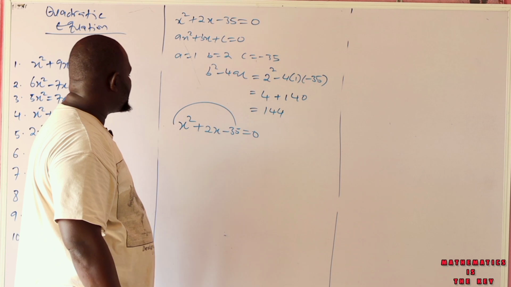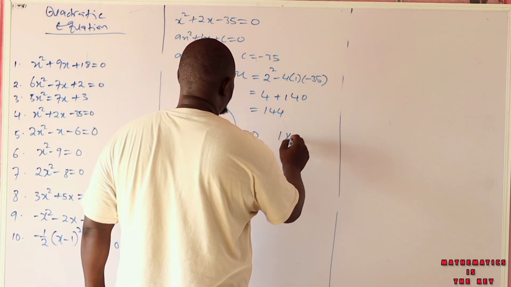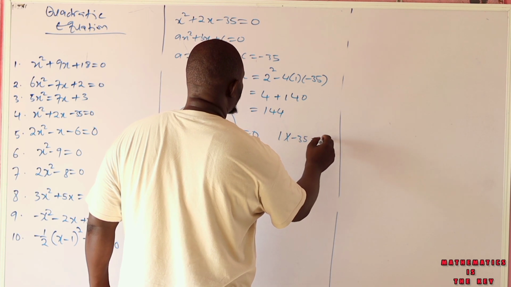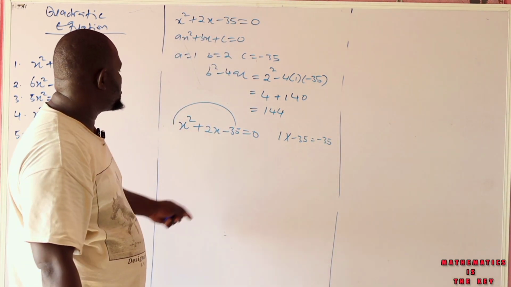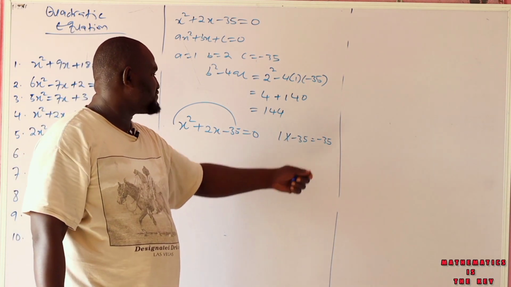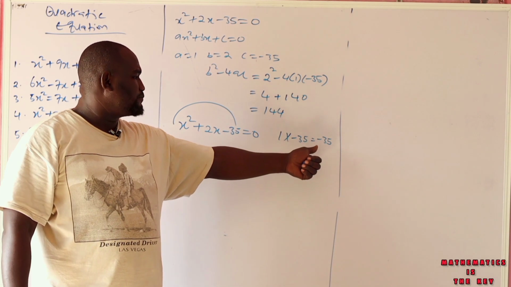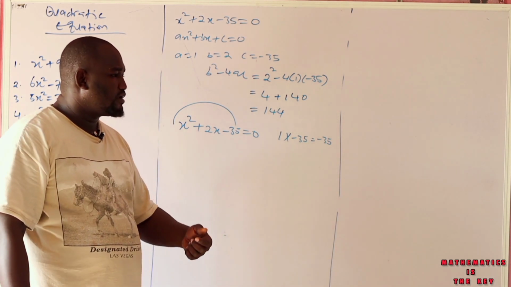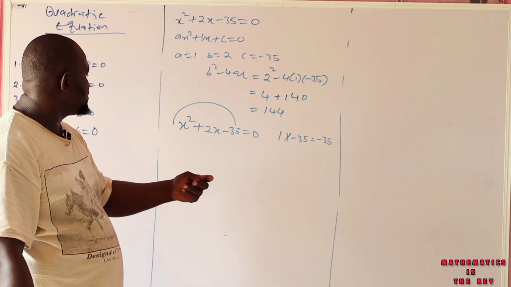Multiply the coefficient of x squared by the constant term. 1 multiplied by negative 35 is equal to negative 35. So we need two numbers that multiply to give us negative 35 and add to give us positive 2. Because the product is a negative number, the numbers are one negative and one positive.